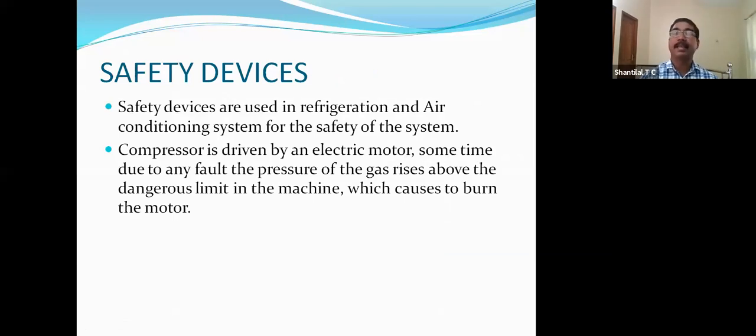Then we can see some safety devices in our refrigeration system. What is a safety device? Safety devices are used in refrigeration and air conditioning systems for the safety of the system. The compressor is driven by an electric motor. Sometimes due to a fault, the pressure of the gas rises above the dangerous limit in the machine, which can burn the motor, or cause overload conditions. It does not allow the motor to run. For that purpose, we need safety devices.